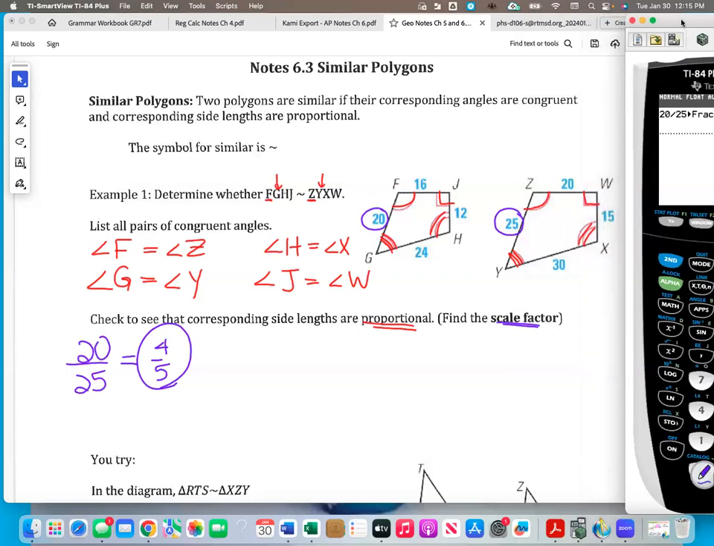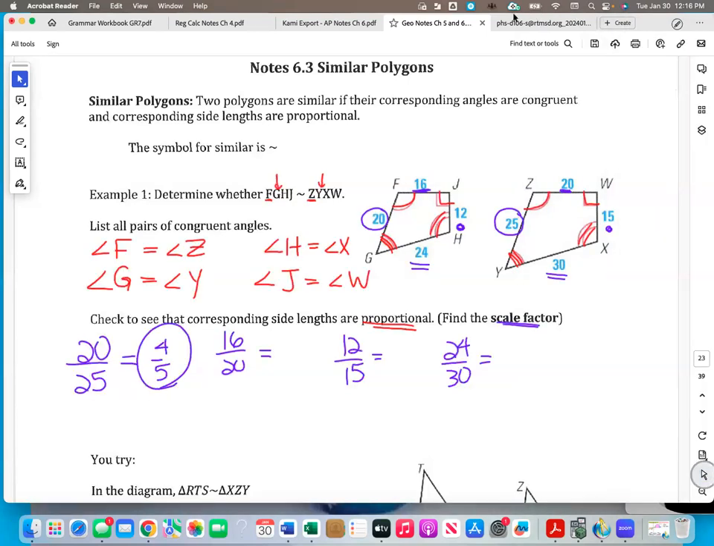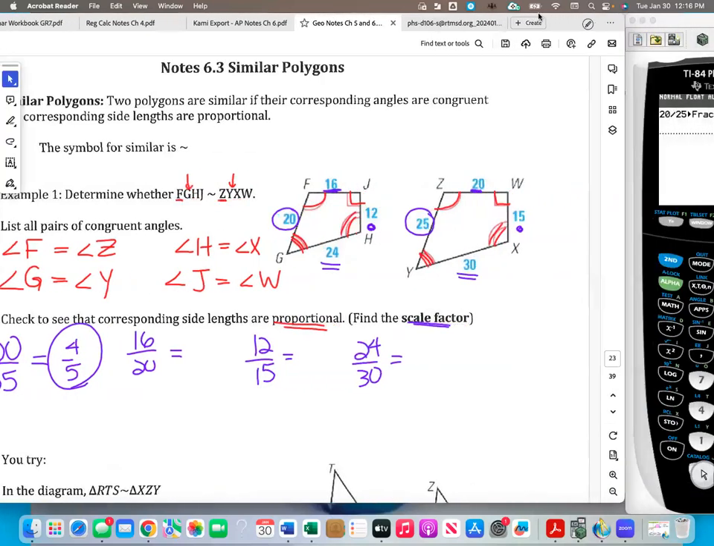So the next one, if I use 16 over 20, those 2 sides correspond. Another pair of sides, I'm going to write all these down before I use the calculator. 12 over 15. See if that reduces the same thing. And finally, the last pair of sides that correspond is 24 and 30. You may be able to do these in your head. You may want to use your calculator for it. Just slide this over a little bit.